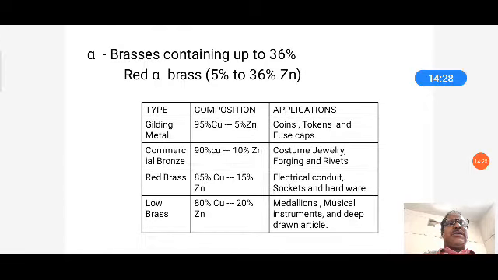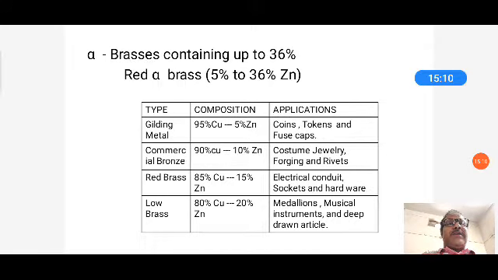Basically, the alpha brasses contain up to 36% zinc. Those with 5 to 36% zinc are known as red alpha brasses. These red alpha brasses are used in different types depending upon the zinc content alloyed with copper. 95% copper and 5% zinc is known as gilding metal. The gilding metal is used in coins, tokens, and fuse caps. This is one type of red alpha brass.